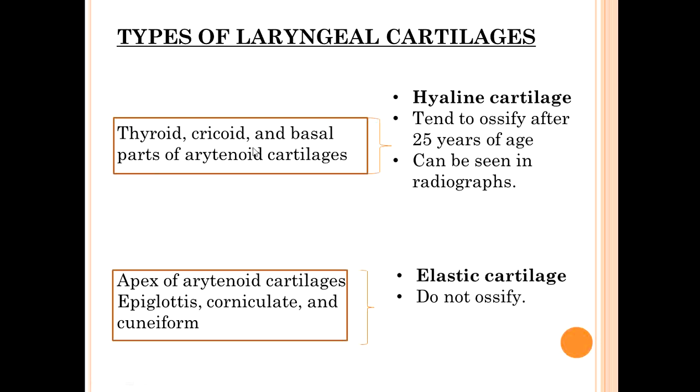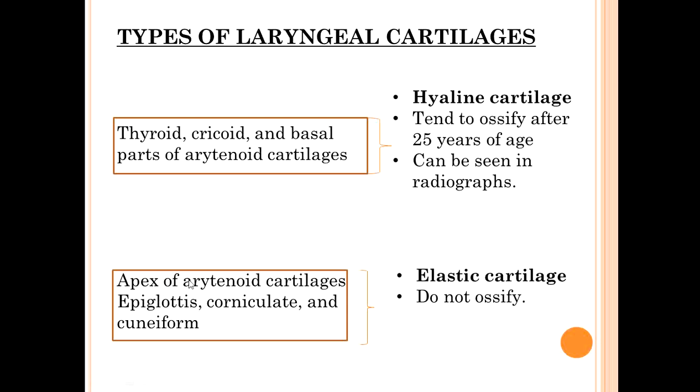So remember, the thyroid cartilage, cricoid cartilage, and base of the arytenoid cartilage, they all are hyaline type of cartilage. They tend to ossify after 25 years of age, and they can be seen in radiographs.